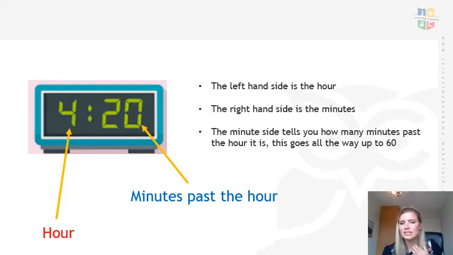On the hour side, it depends whether it's a 24-hour clock or a 12-hour clock. Obviously we'll go into that in further depth, but you could go up to the number 12, or you might even at times go up to the number 24, because there's 24 hours in a day and 12 hours in half a day.